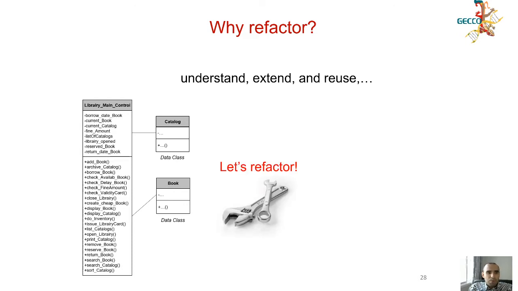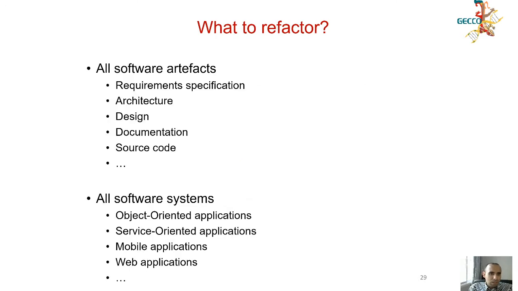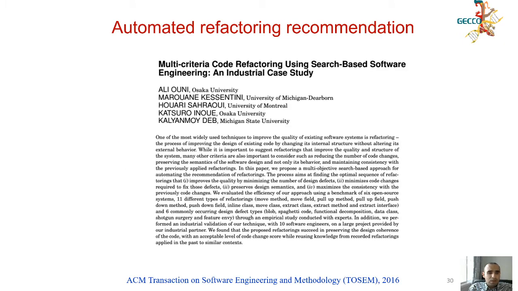For example, when we have a large class, we can split it up into several small or appropriately sized classes with better cohesion and better coupling. Today we can refactor almost all software artifacts, starting from the requirement specification, architecture, design, documentation, down to source code and test code. We can also refactor almost all software systems, from object-oriented applications, service-oriented applications, and mobile apps, to web applications.